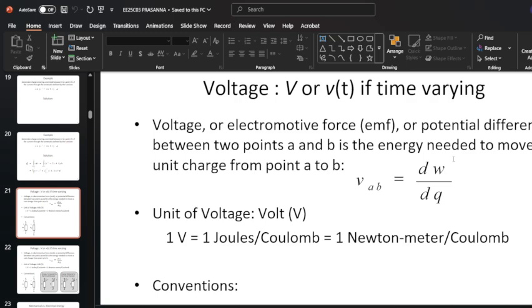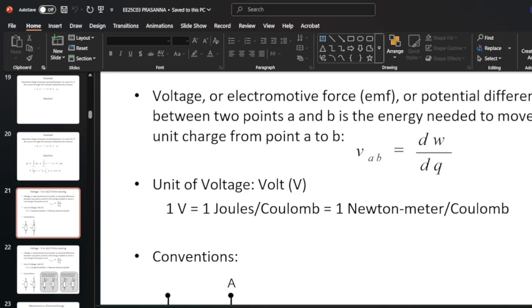At that time, what happened? Energy will be consumed or spent. We spend, that means it consumes or utilizes some energy. That is the potential difference between the two points, the potential difference or voltage. The unit of voltage is marked by volt, V. So 1 volt is equal to 1 joule per coulomb, which is equal to 1 newton meter per coulomb. We can see the conventions.